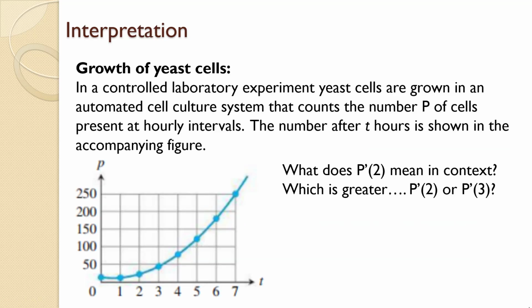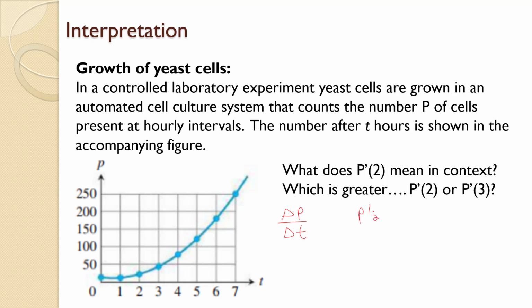Let's look at another example, this time one that focuses on the connection between the slope of the graph and the rate of change of the function. So we have an experiment where we're growing yeast cells and we're counting the number of cells p after so many hours, let's say t. The picture I give you shows the relationship between time and the number of cells. So in that context, what would p prime of 2 mean? Well, the derivative corresponds to a change of one quantity over a change of another. In this case, it's a change in the number of cells over a change in time. That would be an average rate of change. That gives you a hint of what the units should be.